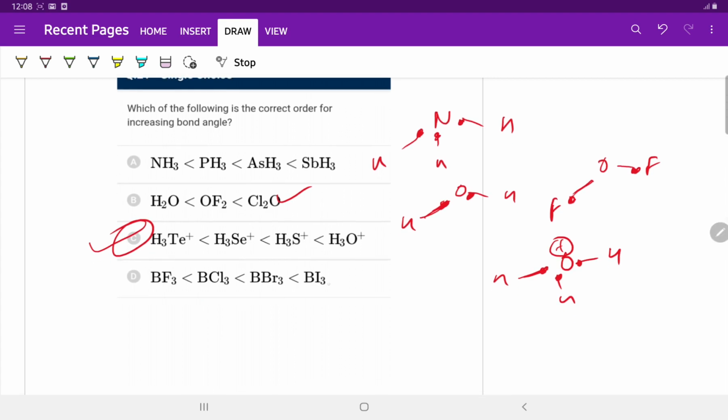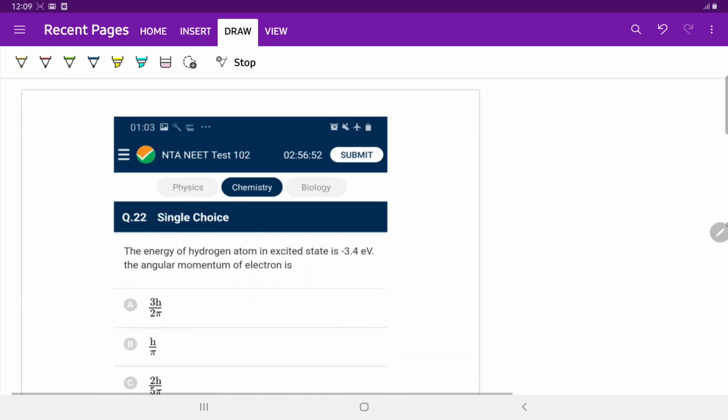In BF3, BCl3, BBr3 and BI3, there is almost identical bond angle. In all these compounds, boron is sp2 hybridized and the bond angle is around 120 degrees. So this is question number 21. We will move to question number 22.